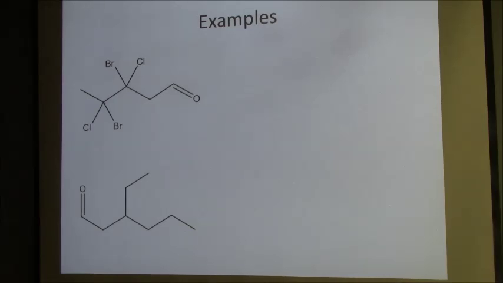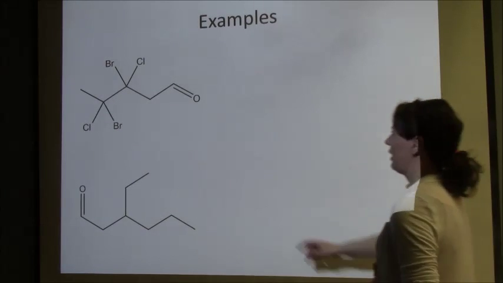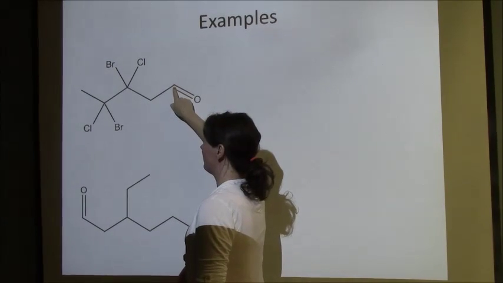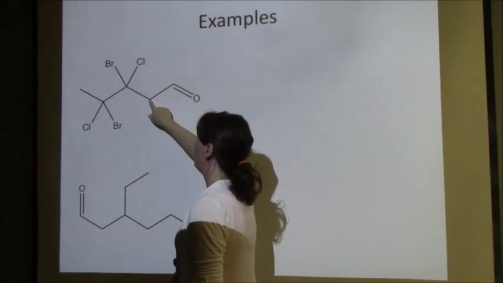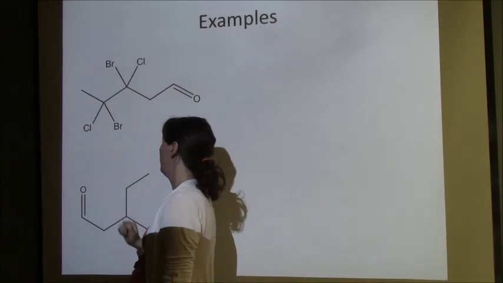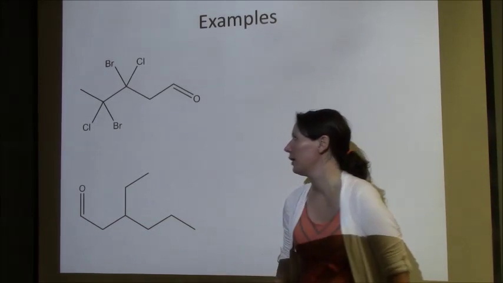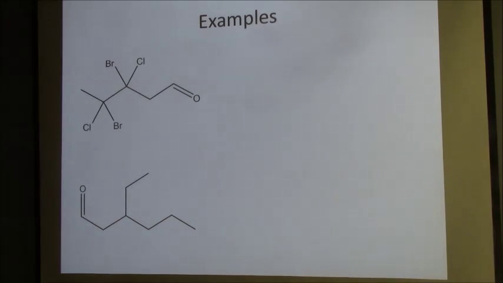So let's look at this molecule. Well, let's look at both of these. Aldehydes are always at the end of molecules. They're always at the end of the chain because they are a carbonyl with a hydrogen, right? So by definition, this has got to be number 1. So 1, 2, 3, 4, 5. In this one, 1, 2, 3, 4, 5, 6.